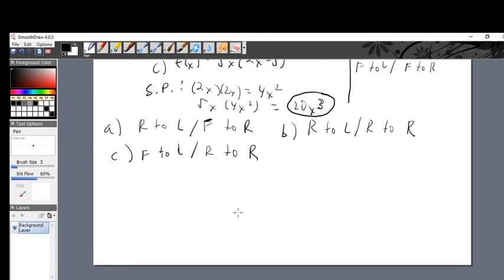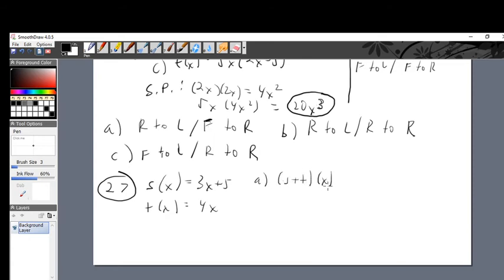Okay, we're done with this problem 26, which ate up some paper, but now we're ready for 27, where we just need to refer you to one of our videos. But let's show you the problem. Let's say s of x is equal to 3x plus 5, and t of x is equal to 4x, and they ask you for A, what is s plus t of x, the generic s plus t of x.